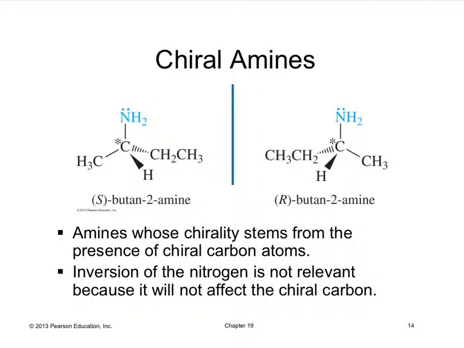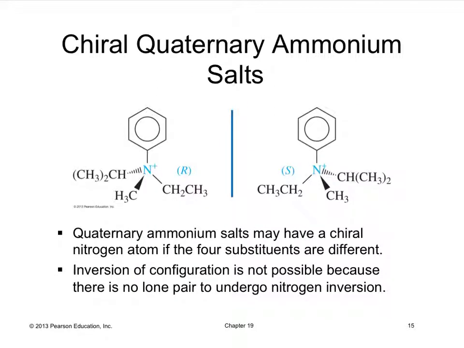Amines that have a carbon that is chiral will remain chiral, and in this case the nitrogen inversion is not relevant because it doesn't affect this chiral carbon. Quaternary ammonium salts, however, can have a chiral nitrogen if these four substituents are different, and inversion of configuration is not possible because there's no lone pair in these cases.